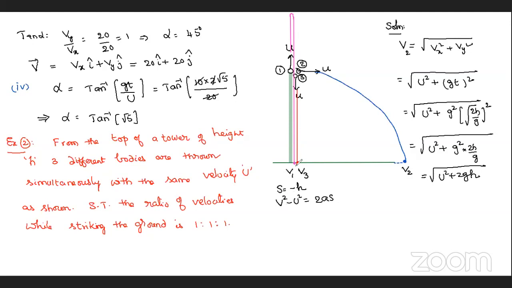First body, velocity is V1. V1 square minus u square is equal to 2 into, it is thrown vertically upwards. Upwards means a is minus g, into s is minus H. So understood this step? Yeah, good.